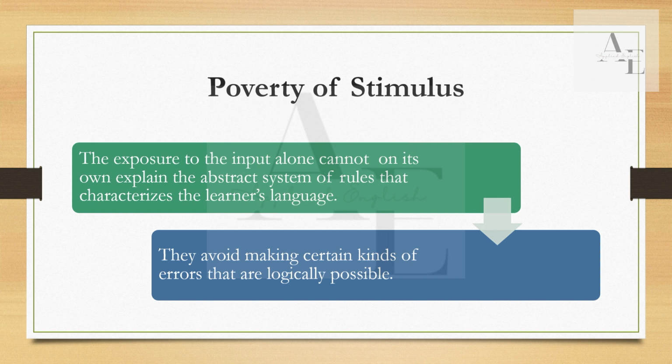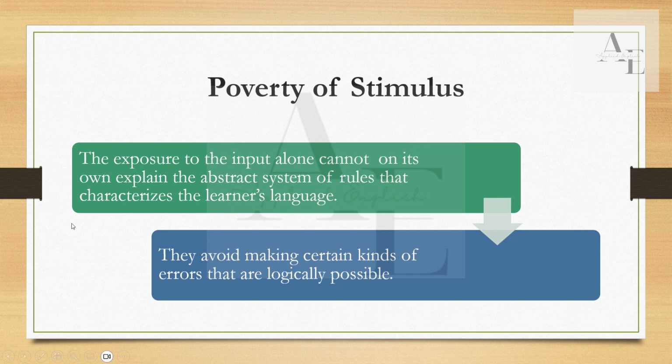It's the case in L1, and now we are talking about L2. Also, they say that L2 is impossible with exposure alone. Also, learners avoid making certain kinds of errors that are logically possible. So the input alone suggests that there are certain errors that we would logically be making, but sometimes we just avoid making these errors. So he says that this is the poverty of the stimulus, because the input alone cannot explain this.